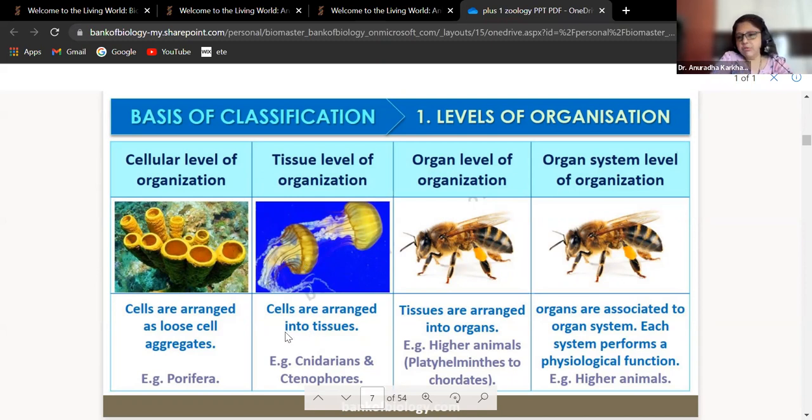Cells are arranged into tissues. So ek hai simple cell ka aggregation, which is called cell aggregates, porifera mein. Usse thode advanced kya ho gaye? The cells will be arranged in a typical tissue form. Okay, that is going to be your cnidarians and ctenophores.